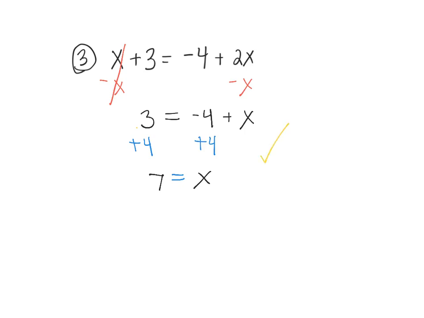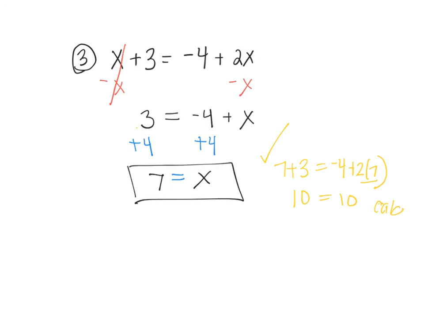And if I do a quick check, 7 plus 3 on the left side would be a 10. -4 plus 2 times 7, order of operations would be 14 plus a -10, that would give me a 10 also. Once again, you could write out the order of operations steps here for the check, or you could use your calculator or mental math, but you should be able to check each one of these equations before you submit your answer. So now we know x equals 7 is the correct answer.